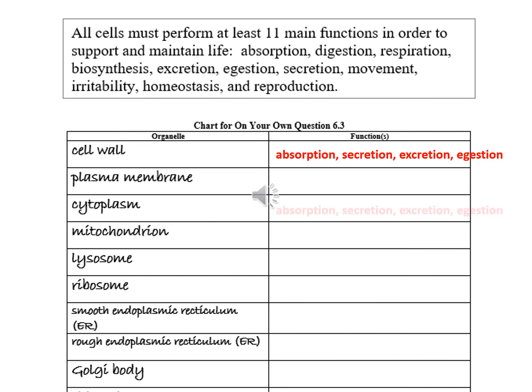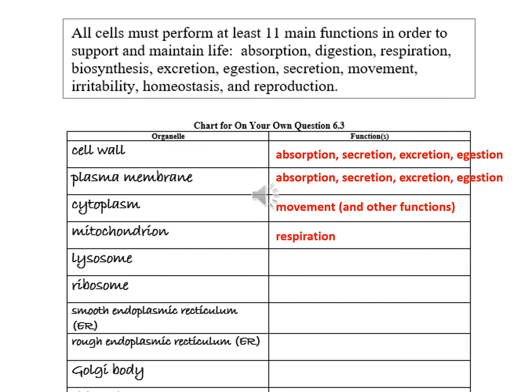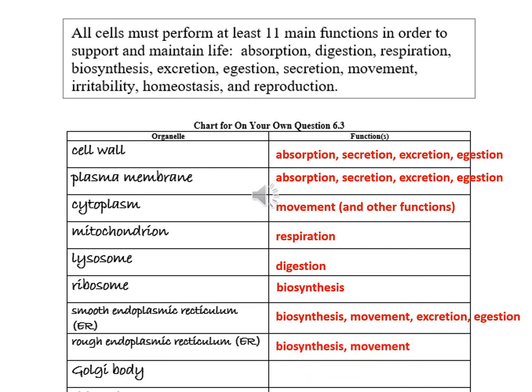The plasma membrane, or the cell membrane, also performs absorption, secretion, excretion, and egestion. The cytoplasm allows for movement within the cell. It allows other functions also. The mitochondrion perform respiration, and the lysosomes perform digestion. Ribosomes perform biosynthesis, specifically they biosynthesize proteins. The smooth ER also performs biosynthesis, but they also allow for movement, excretion, and egestion. The rough ER perform biosynthesis and allow for movement. And the Golgi body primarily allows for movement within the cell, but it also participates in biosynthesis and secretion.